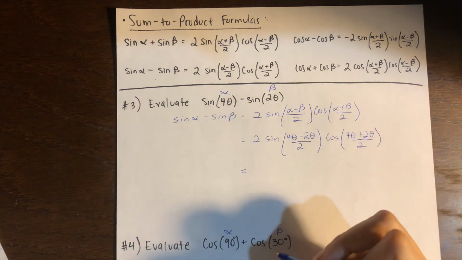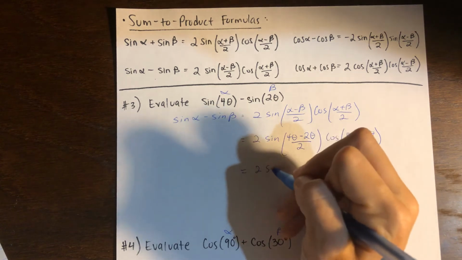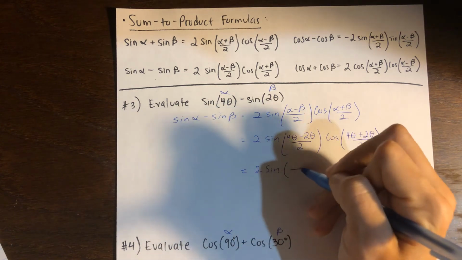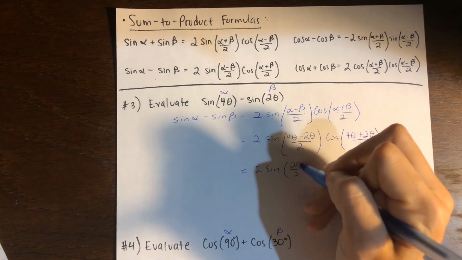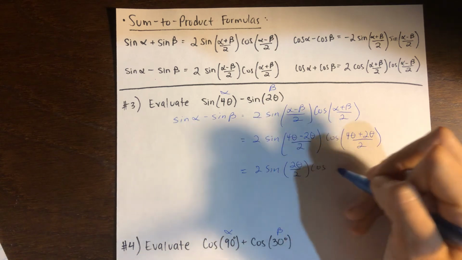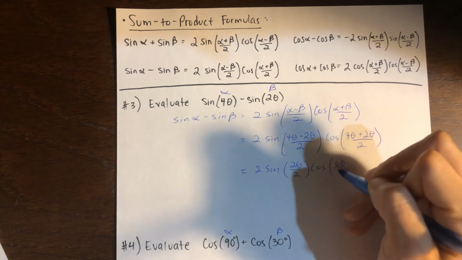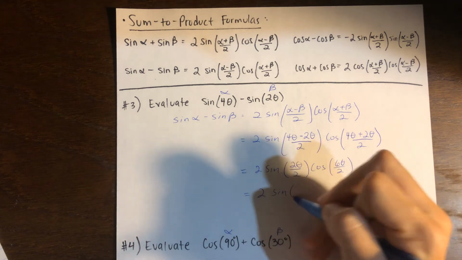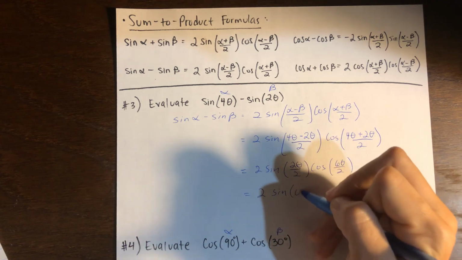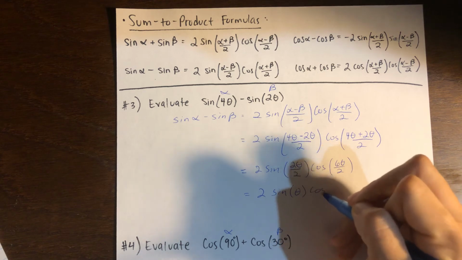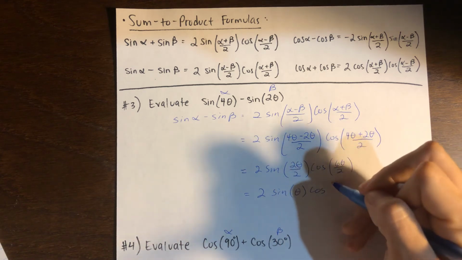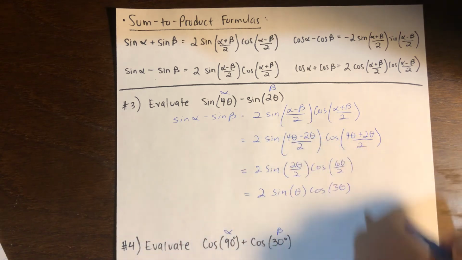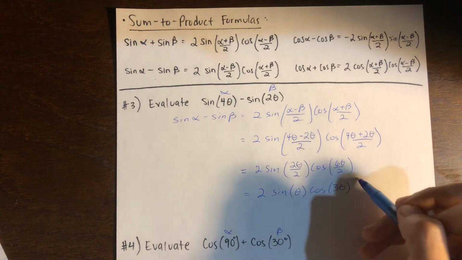So we're just simplifying. We have 2 sine of 2 theta divided by 2 times the cosine of 6 theta divided by 2. Again, simplify: 2 sine of 2 theta divided by 2 is 1, so we just have theta. And then times the cosine, 6 theta divided by 2 will reduce to 3 theta.